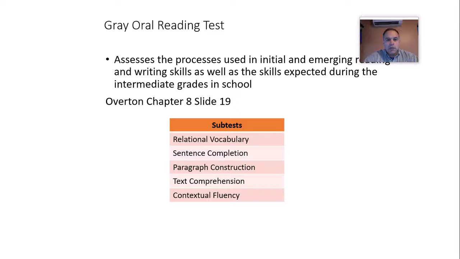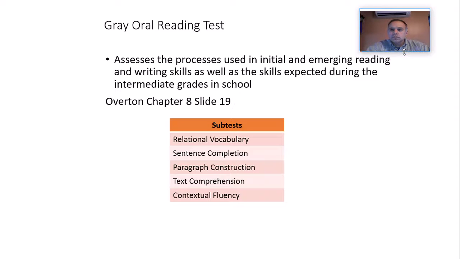The Overton slides from our class indicate that the GORT is used to assess the process used in initial and emerging reading and writing skills and for intermediate grades, and these are the subtests: relational vocabulary, sentence completion, paragraph construction, text comprehension, and contextual fluency.